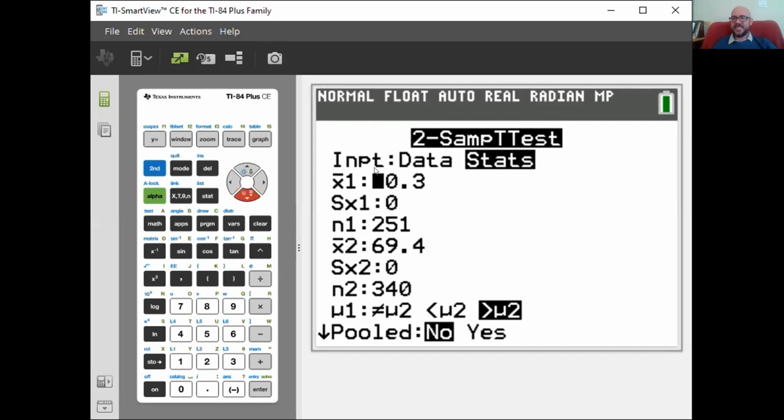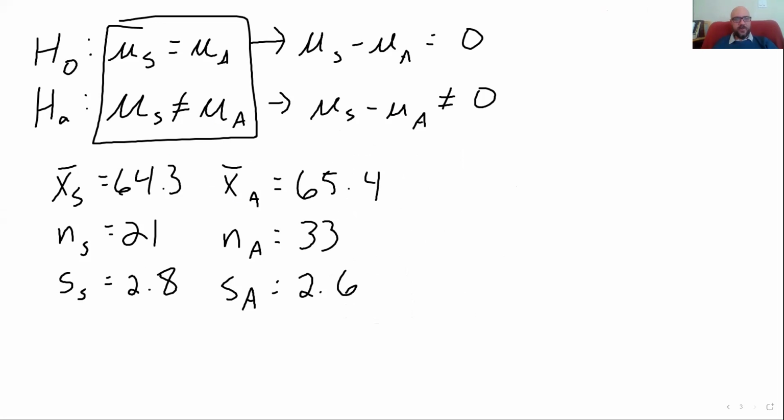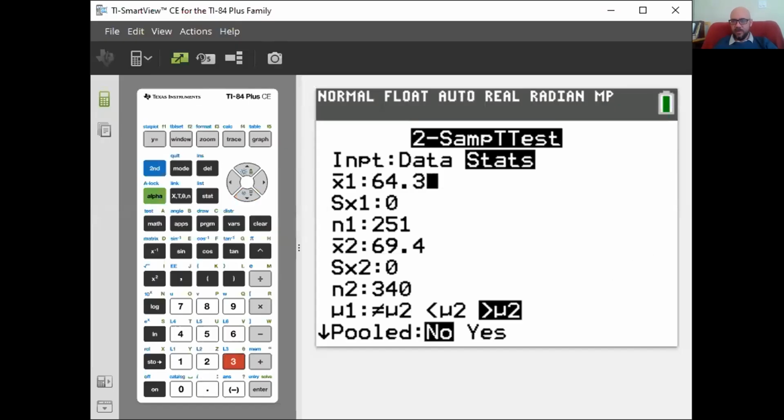So here they put them in a sane order. I don't know why it's different for the Z and T tests, but whatever. X bar, S, and N, X bar, S, and N. So Swedes, we had 64.3, 21, and 2.8. Okay. We had 64.3, 2.8, and 21.